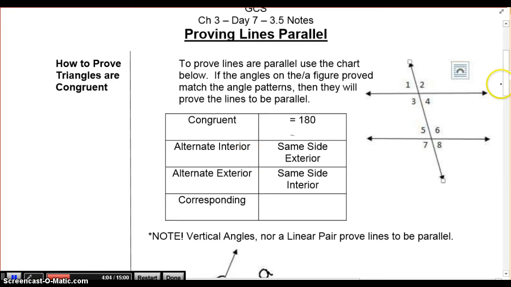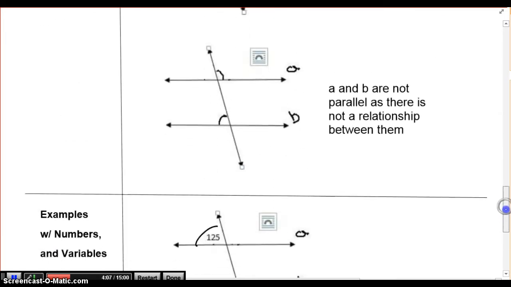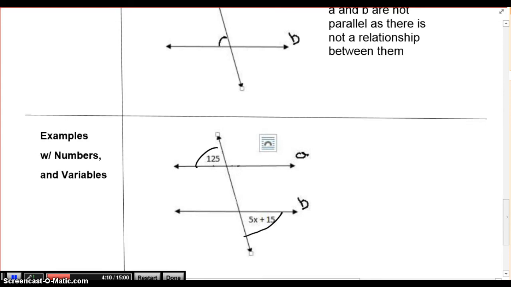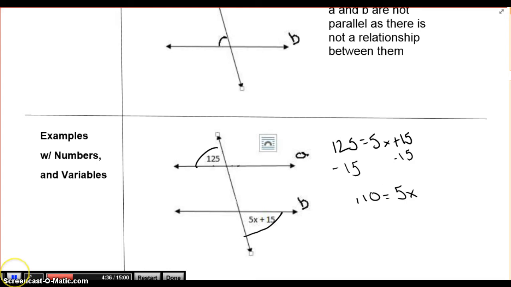Yeah, they sure do. So once we figured out that those two lines are parallel and that the angles are congruent, now we can set them up based on the chart that we had. So in this case, we're going to say 125 equals 5x plus 15. All right, let's roll. If I subtract 15 from 125, I'm going to end up with 110 equals 5x. And then when we divide 110 by 5, x gets us that magical number of 22.